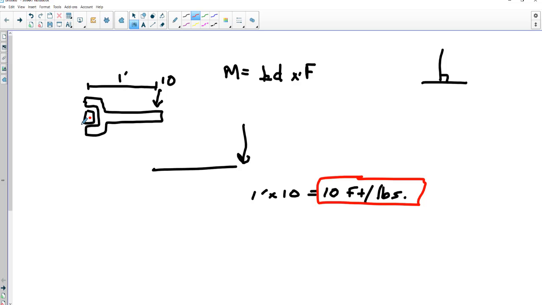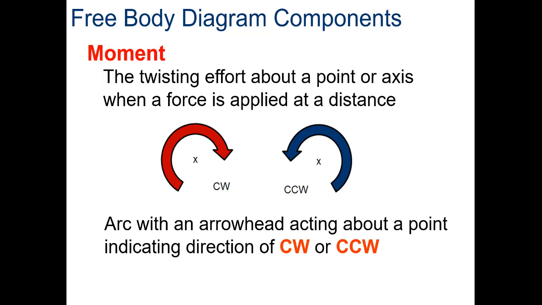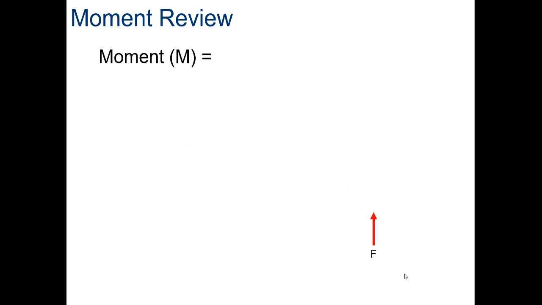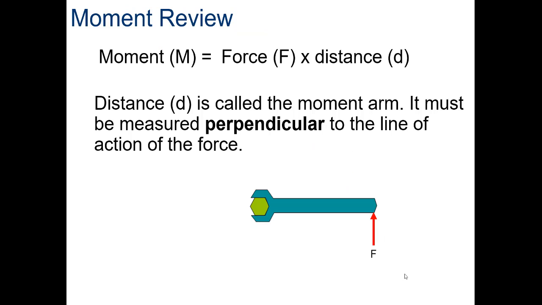It is the twisting force that is being felt at the center of this piece. And what you see in this PowerPoint is that if it's going to the right, so we have clockwise and we have counterclockwise moments. For example, here's the example with the wrench.